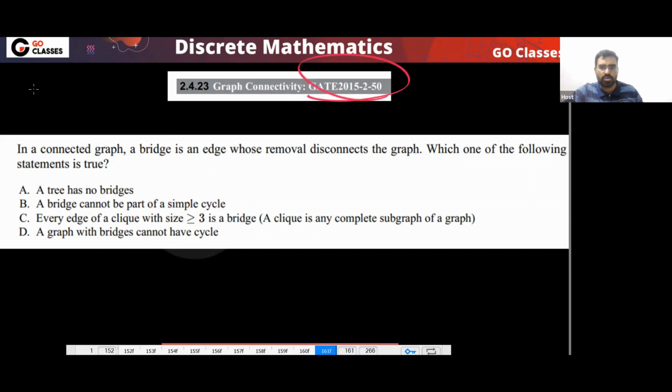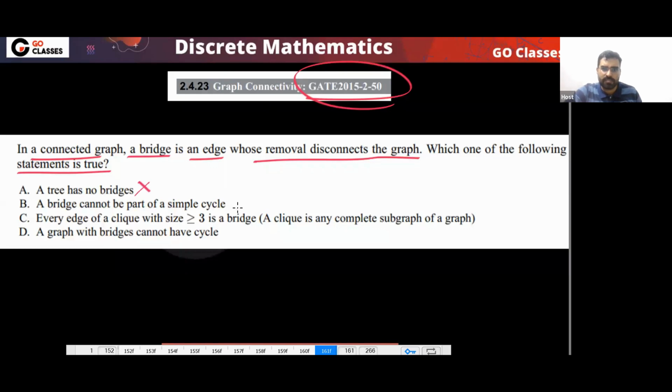This is GATE 2015. What should be the answer? In a connected graph, a bridge is an edge whose removal disconnects the graph. Which of the following statements is true? A tree has no bridge. Is this statement true? No, in a tree, every edge is a bridge. You know this.